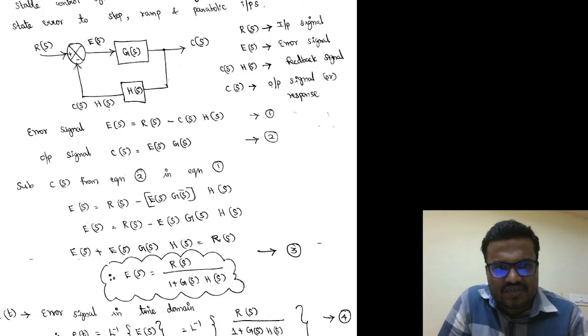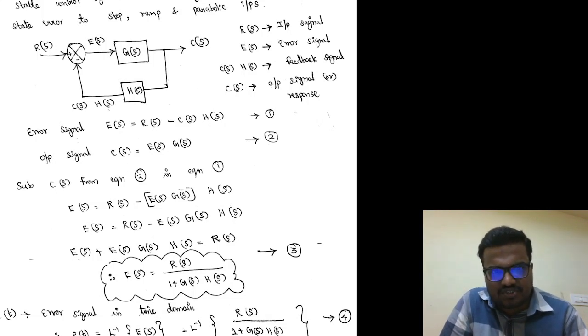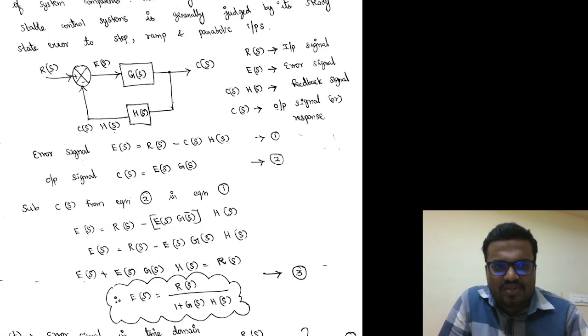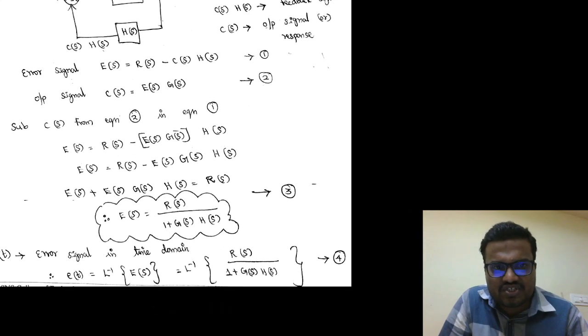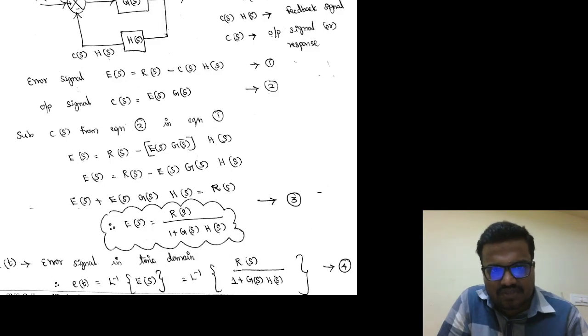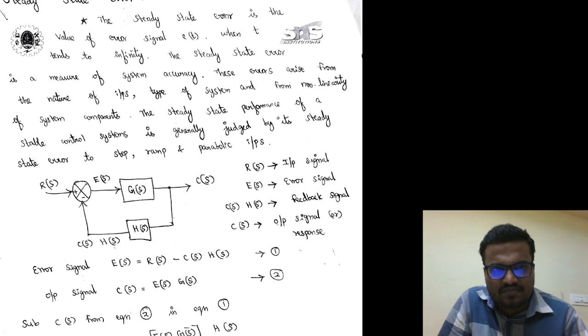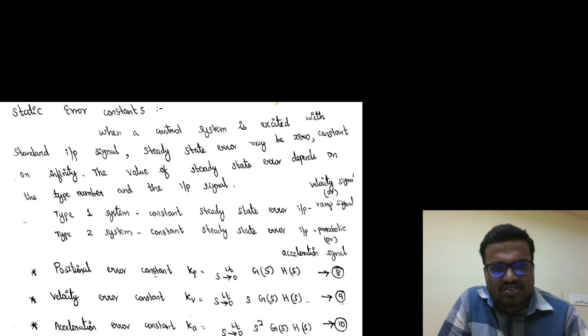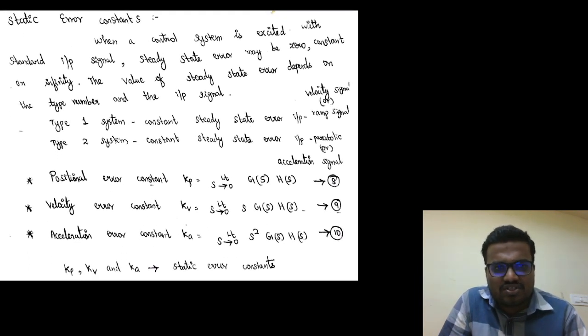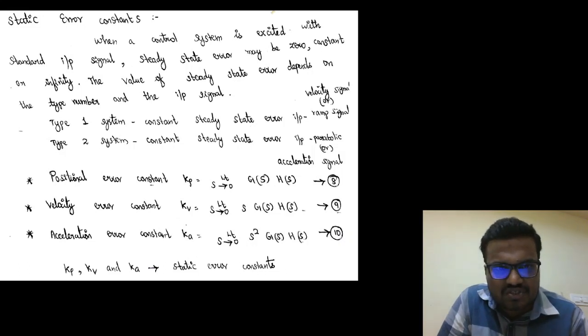Finally, the total error value can be calculated by E(s) equal to R(s) divided by 1 plus G(s) into H(s). Errors are normally generated by a time signal, so based on the time domain signal, the error can be calculated by the Laplace inverse of R(s) divided by 1 plus G(s) into H(s). And next one is static error constants.